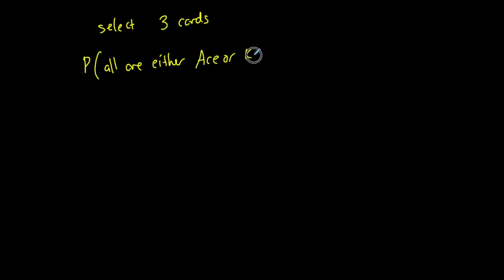Let's say that I select 3 cards, and I want the probability that all 3 cards are either, let's just do an ace or a king. So this is a very interesting problem. I'm selecting 3 cards, so that means I have the multiplication rule. But over here, I have the OR case, and that means I have the addition rule. So this is the combination of the 2 rules.